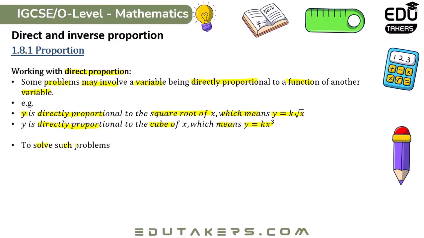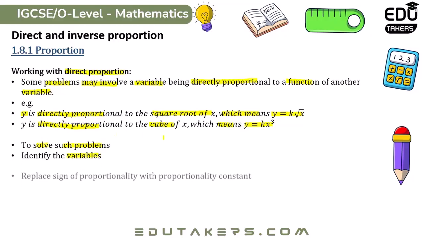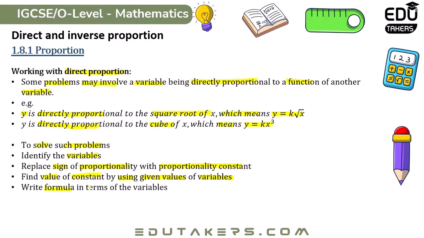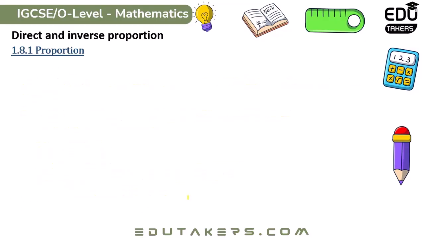To solve such problems, identify the variables, replace the sign of proportionality with the proportionality constant, find the value of the constant by using the given values of the variables. Then write the formula in terms of the variables and use the formula to find the required quantity.